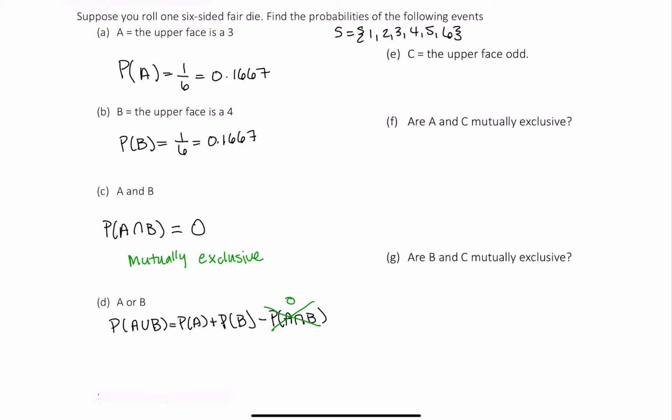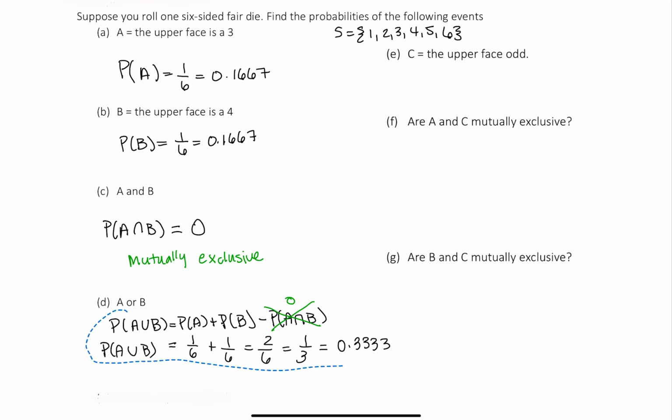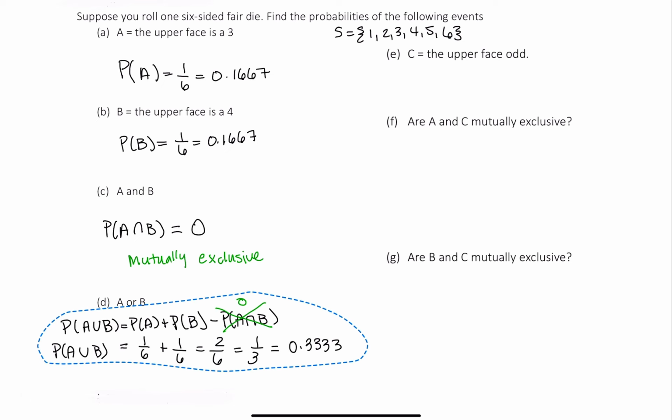That's 0. So really, I just need to add up 1 over 6 plus 1 over 6 to get me 2 over 6. And this is the probability of A or B, and that's equal to 1/3. And that's 0.3333. Let's move on to part E.